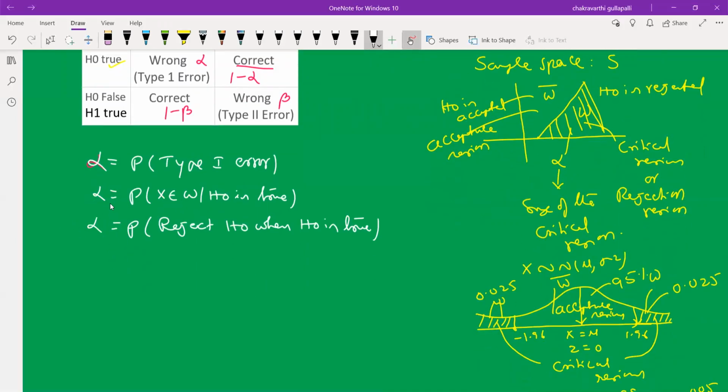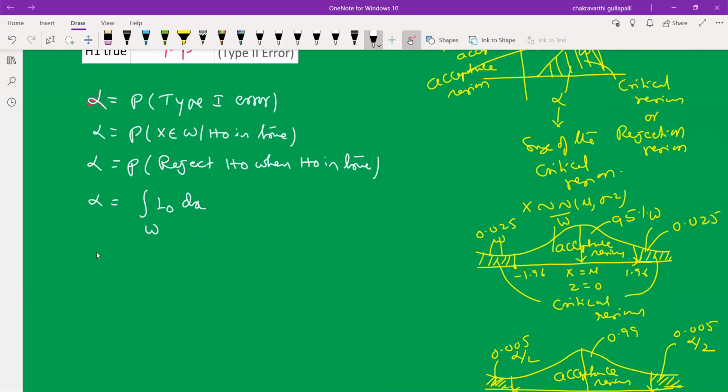Now alpha is equal to, using an integral, the integral under W, the critical region, of L naught dx. L naught means the likelihood function under H naught, that is, when H naught is true. The likelihood function definition was already explained in the last videos. Using the same likelihood function, you substitute the H naught statement in it. That is L naught dx, which is denoted as alpha.